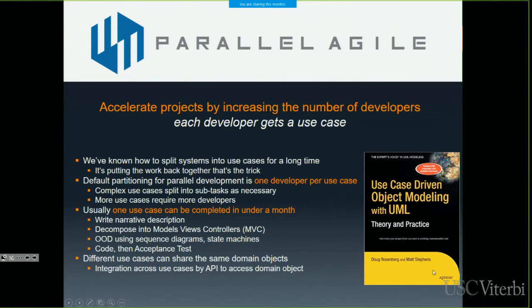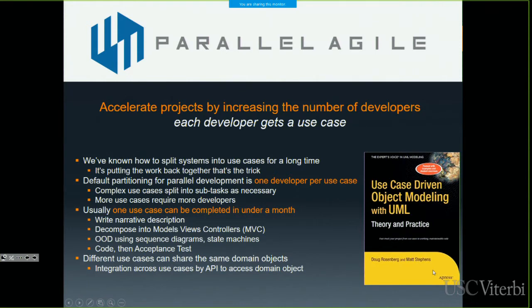So when you do systems this way, you can take on as many use cases as you want in parallel, as long as you have enough developers to give one developer to each use case. Usually, because we work with small use cases, like around 2 paragraphs of English text as a use case narrative, one developer can complete one of those use cases in a month. And so the steps, and they're in my book, Use Case Driven Object Modeling.